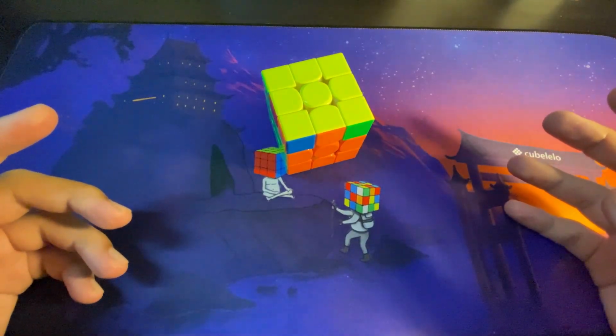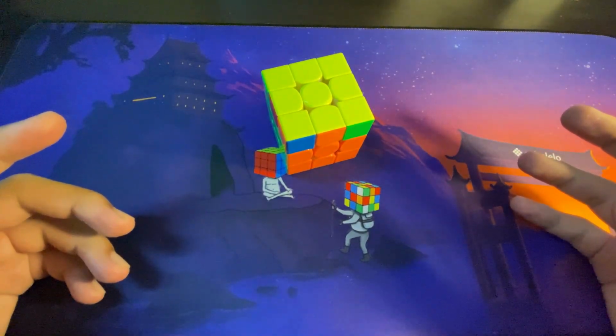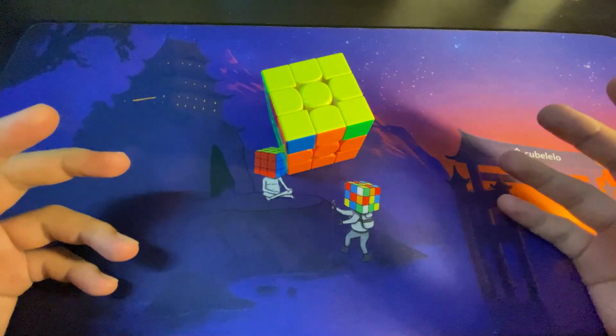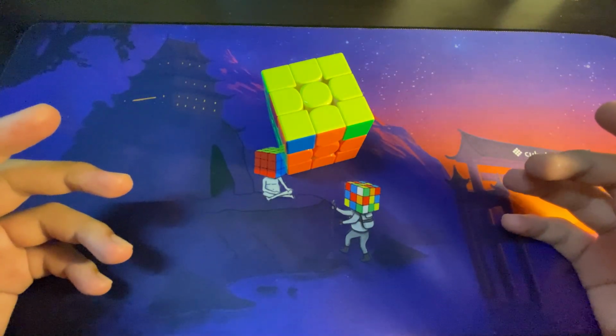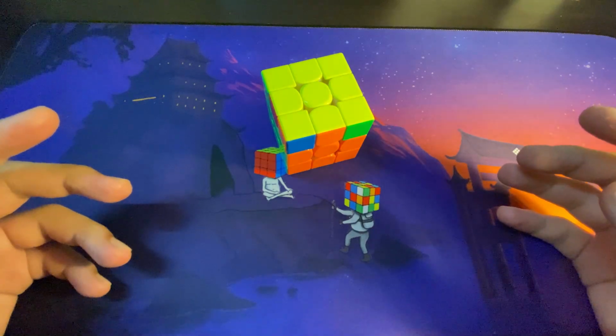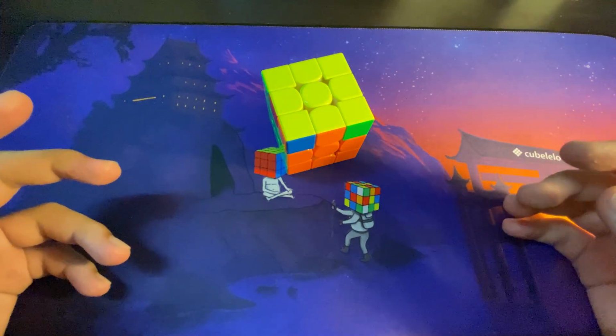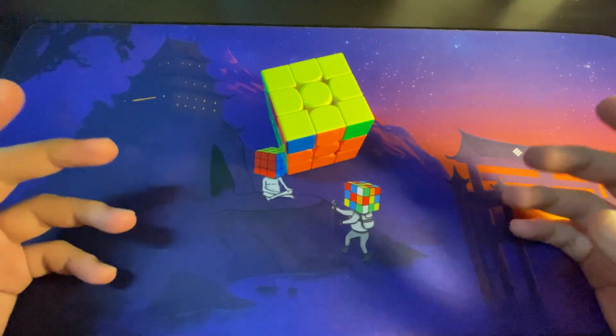In today's video, we're diving into the final stage of solving the Rubik's Cube, PLL or permutation of the last layer. By the end of this tutorial, you'll know how to move all the pieces into their correct positions, leaving you with a completely solved cube. So grab your cube and let's get started.